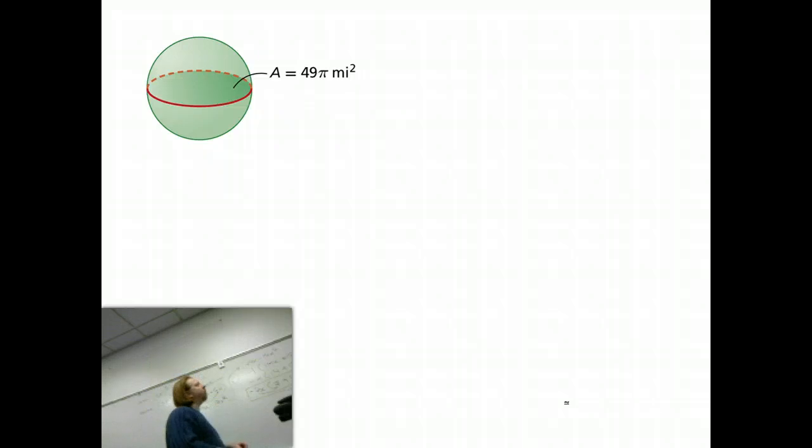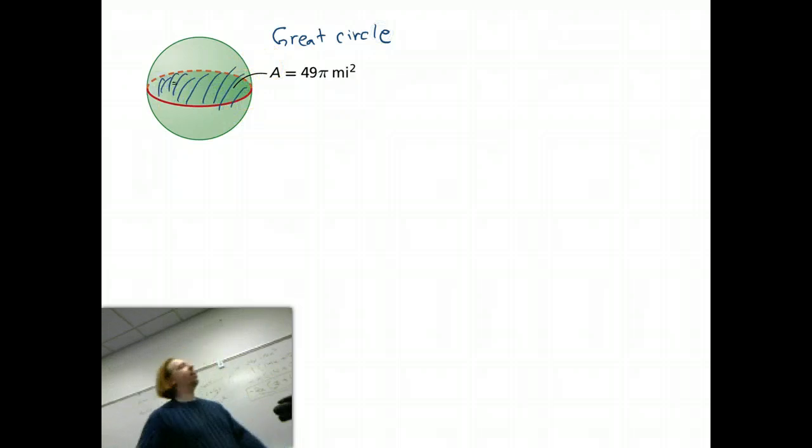Let's knock this guy out too while we're at it then. And this is why I brought up the great circle thing. What tends to happen is we'll talk about the great circle. So that would be the cross section. That's that circle cutting right through there. We have the area of it is 49 pi square miles. So I guess we're looking at a moon of some kind here. So I'm pretty sure that ain't Earth.